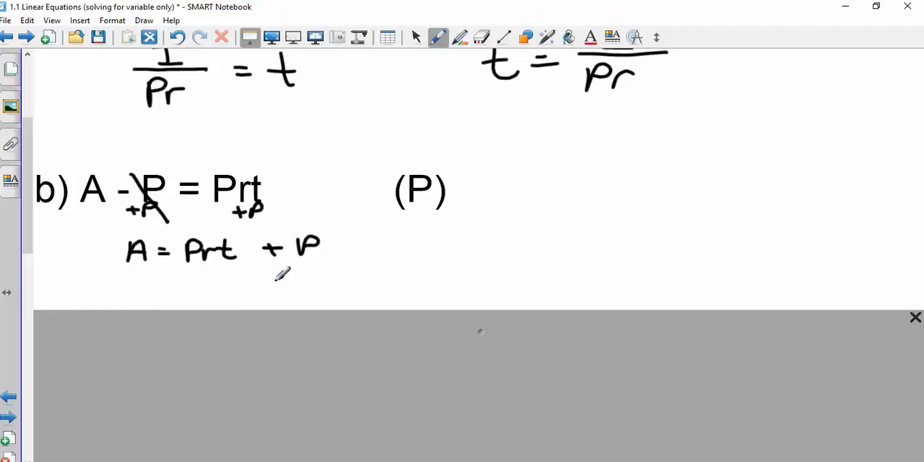The problem is, if I divide by RT right now, I would end up with a P divided by RT also. It's a trick question. What do both of these have in common? Okay. If they both have it, we can factor it out. Do you guys remember factoring? So let's pull out that P. When you factor it out, it's like dividing it. So this would just leave me with RT plus, what's P divided by P? 1.